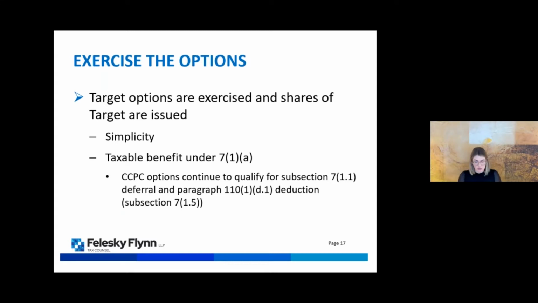Subsection 7(1.5) allows the deferral to continue where the target shares are exchanged for the purchaser shares. The provision essentially deems there to be no disposition there. Further, subsection 7(1.5) will deem the shares of the purchaser to be the shares of the CCPC for purposes not only of applying section 7, but also paragraphs 110(1)(d) and 110(1)(d.1). So the employee may later be entitled to rely on the deduction under 110(1)(d.1) in the case of a CCPC, provided the other requirements are met, such as that 2-year hold.